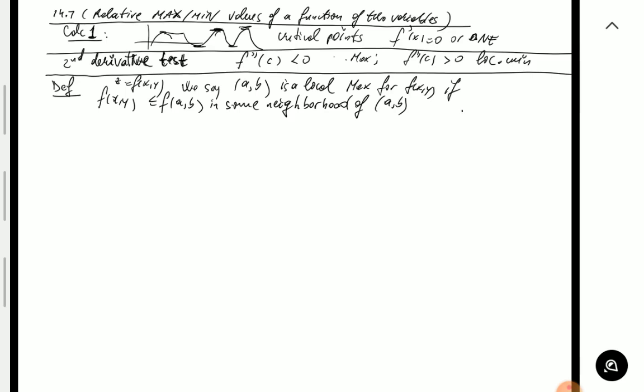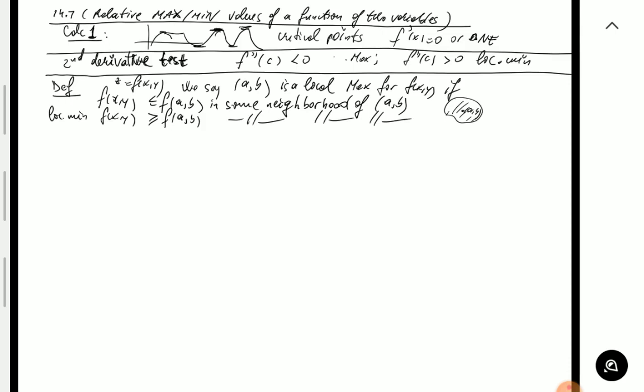So just the region around the point itself, right? If this is the point (a, b), if you can find an open region around the point for which this inequality holds true, then that's going to be a local maximum. And of course, analogously, it is going to be a local minimum if f of x, y is greater than or equal to f of (a, b), again in some neighborhood of the point (a, b).